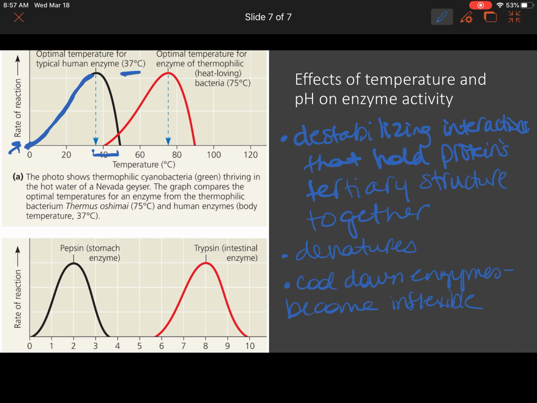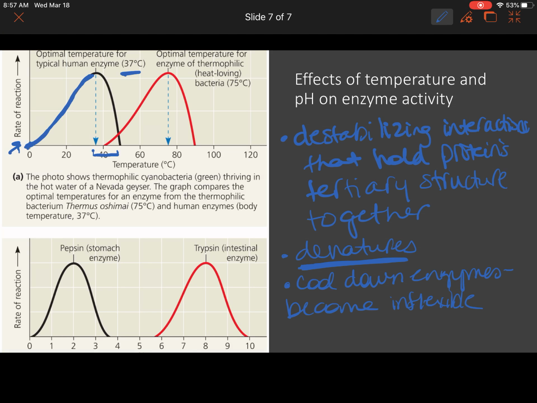But if you heat an enzyme past its optimum and it denatures, cooling that enzyme back down is not going to restore the activity. Because when an enzyme denatures, it can't just fold back spontaneously. Protein folding is hard, and that's just not going to happen.